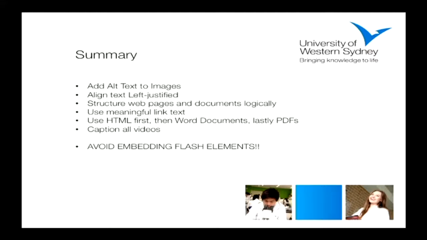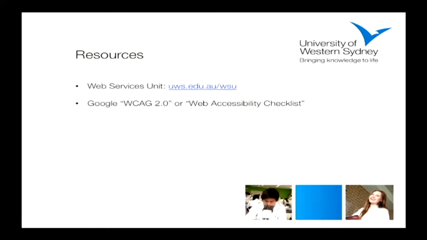Add alt text to images, align text left justified, etc., etc., etc. Oh, and the other thing, avoid embedding Flash elements. I forgot to put that in, so I typed it on the last slide. And for any resources, you can always go to the Web Services Unit page, which is /WSU. And please investigate this further by Googling WCAG 2.0 or Web Accessibility Checklist.